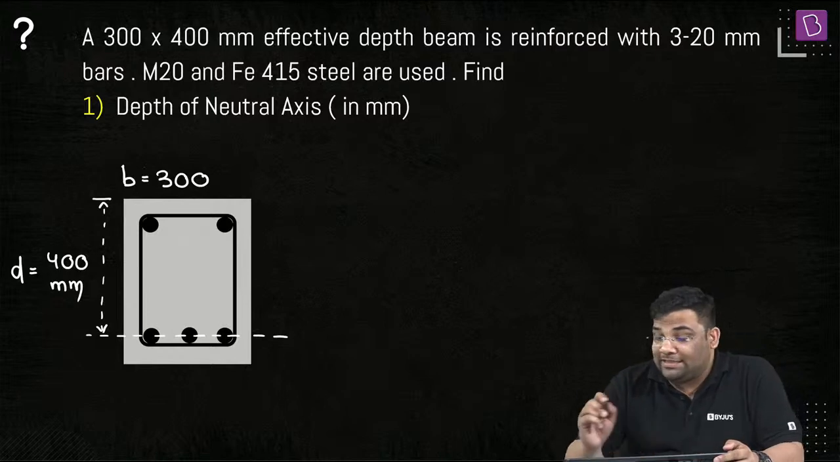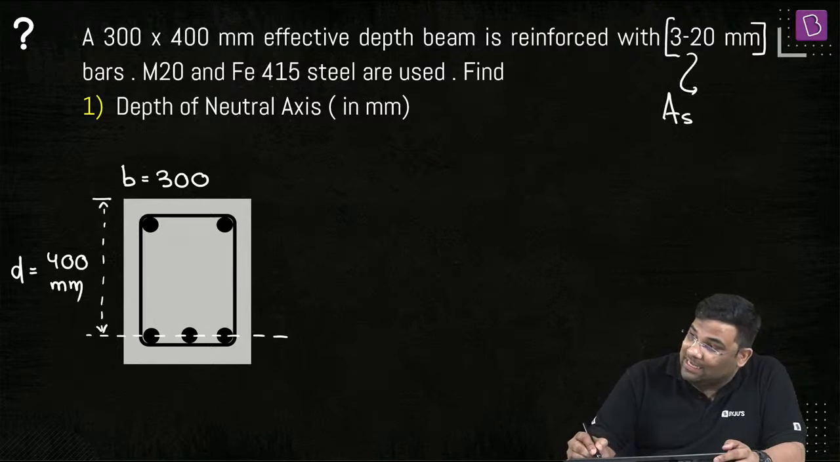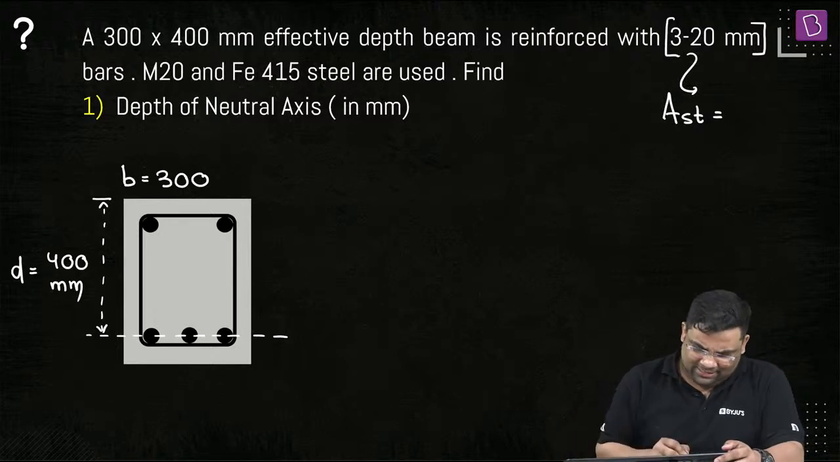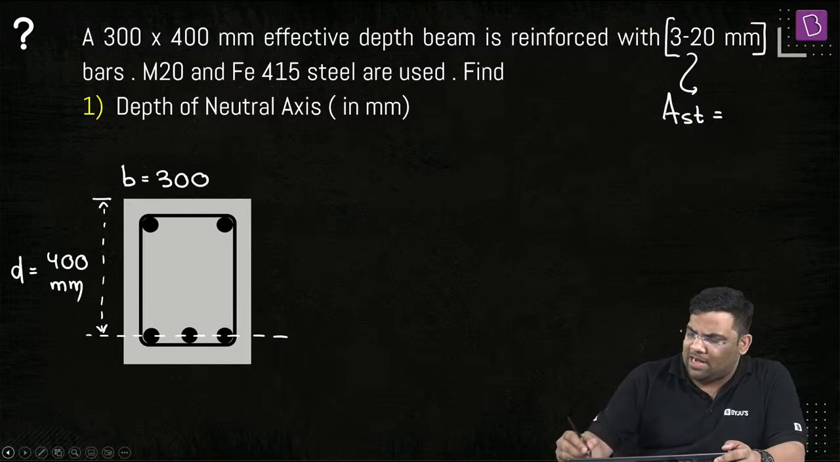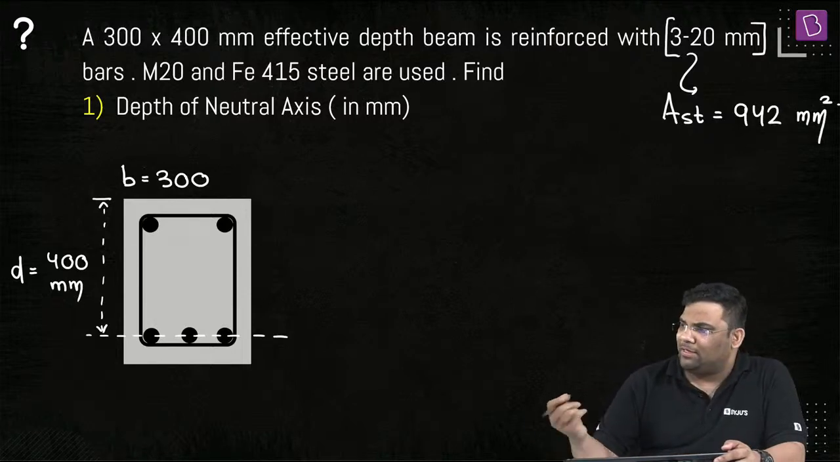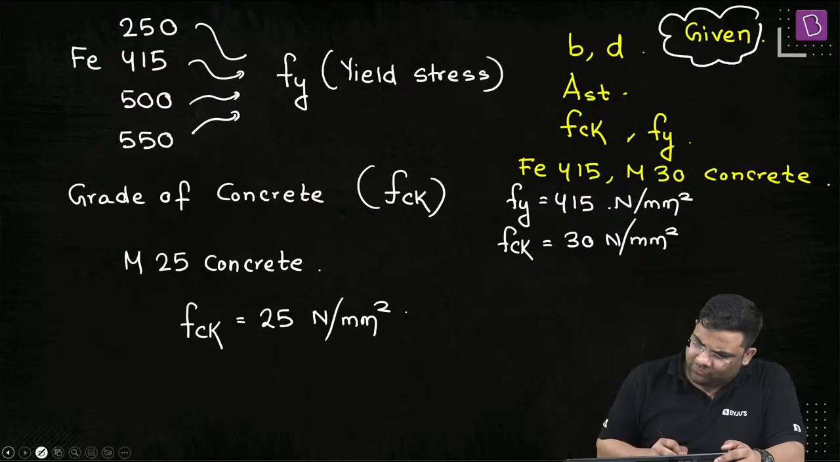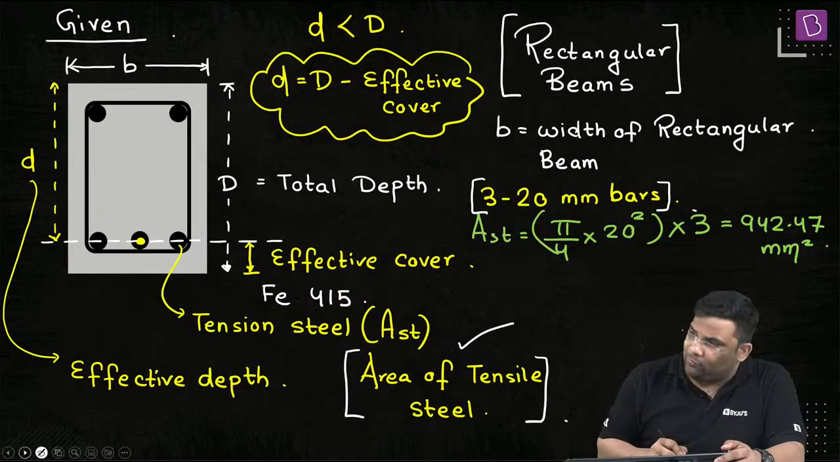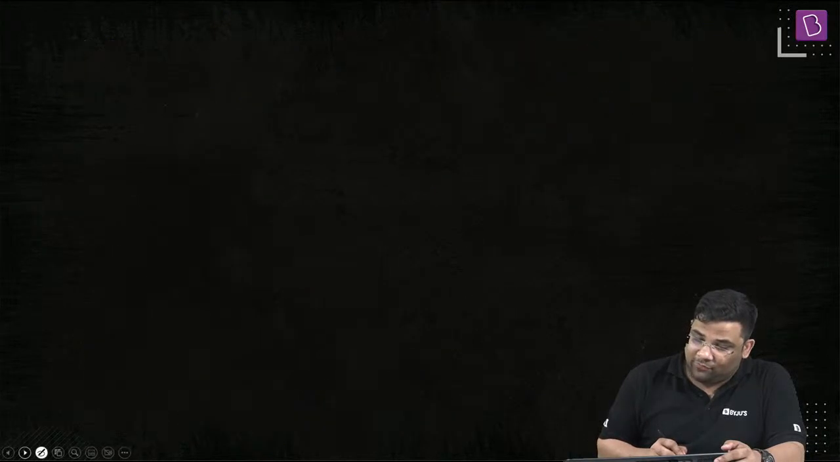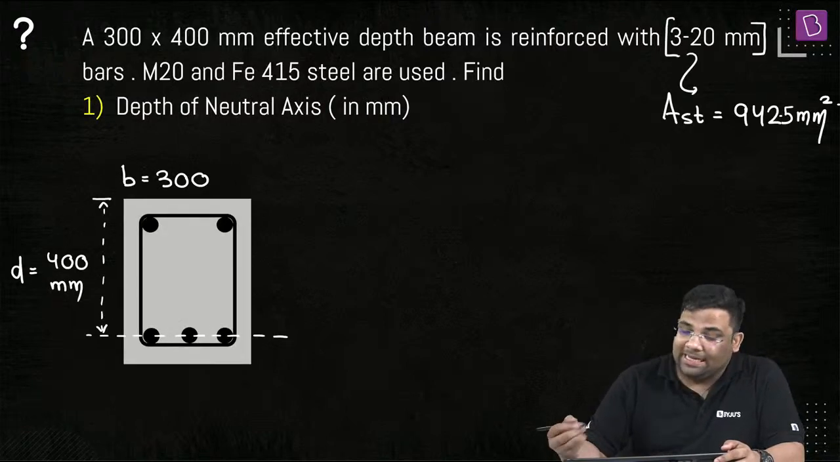And it is reinforced with 3 bars of 20 mm dia. So can I find out Ast? Yes, I can find out Ast. You have found this, right? 3 bars of 20 mm dia. How much did we get? We got 942 point something, right? 942.5 almost. I got 942.5. Okay, so 942.5 is the Ast.